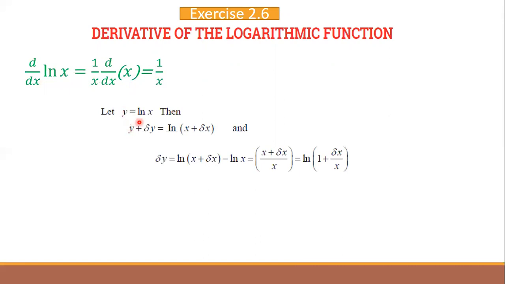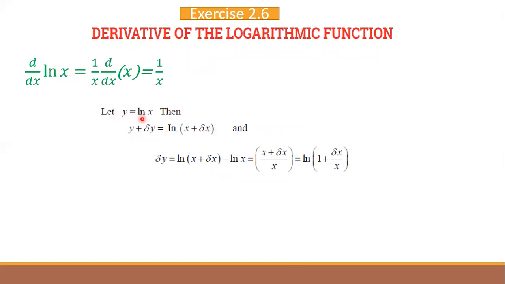Let y equal natural log of x. This is the formula for the natural log of x. That is, d by dx of natural log of x is 1 over x into the derivative of x. As we know, the derivative of x with respect to x is 1, so the derivative of natural log of x is 1 over x.